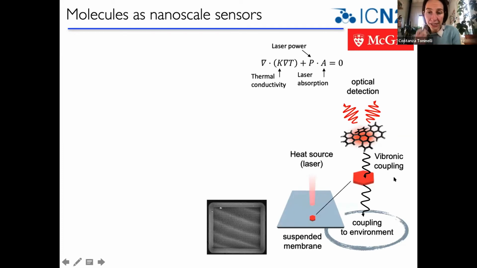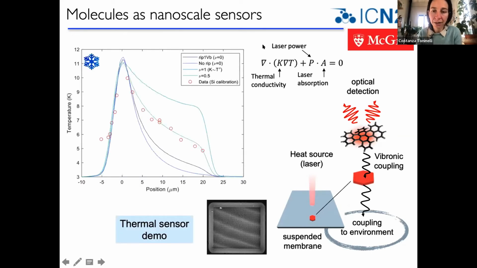This vibronic coupling is such that if the molecule senses a higher temperature, its excitation spectrum, its zero phonon line, broadens, okay? And this broadening can be calibrated and actually has an exponential dependence on temperature. We can discuss this in detail, okay? So these are the results we got after calibrating the molecule, where you see that the position of the nanocrystal was not symmetric with respect to the membrane. That's why you have this non-symmetric temperature profile.